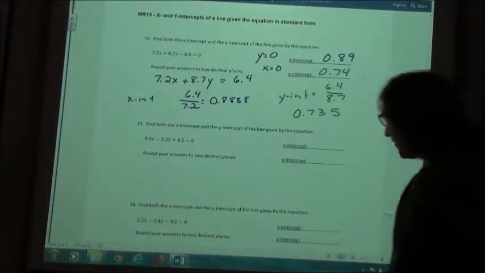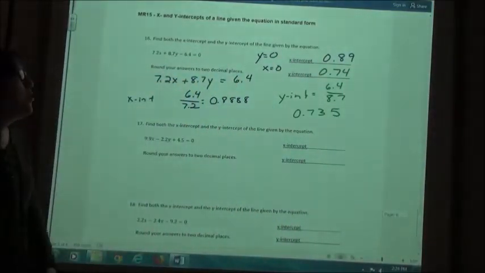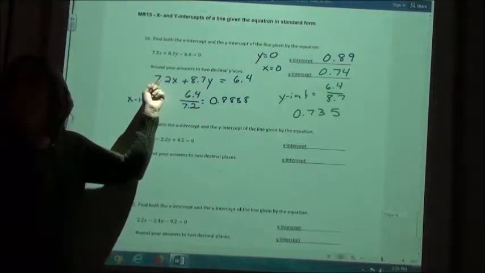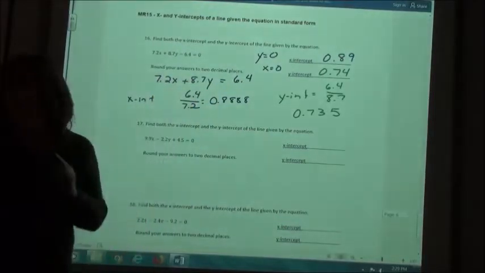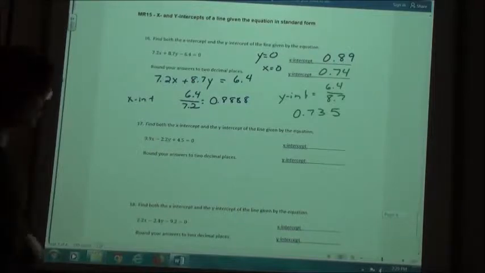So that's a quick way of finding your x and y-intercept. Once it's in standard form, for your x-intercept you take the n number divided by the coefficient of the x. For my y-intercept, the n number divided by the coefficient of the y. Unless you really want to put 0 in and all that fun stuff.